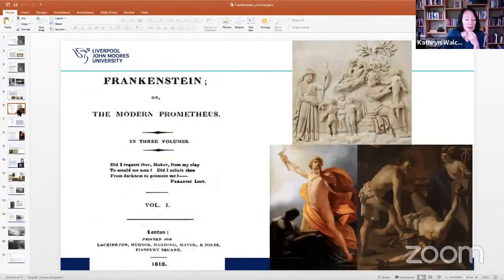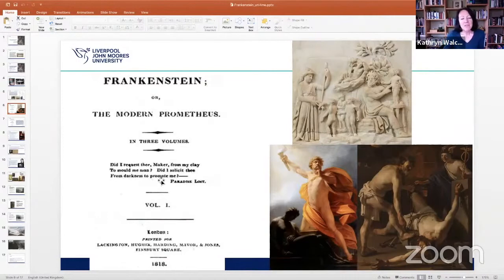Okay, another way in which the text has been thought about is in terms of its subheading. So on the title page, here's one of the original title pages, I think from the second edition, because this is 1818. You can see how the title of the text, Frankenstein or the Modern Prometheus, is there, and obviously it's in 3 volumes, with a little quotation from John Milton's Paradise Lost. This is all very important for Mary Shelley's project.